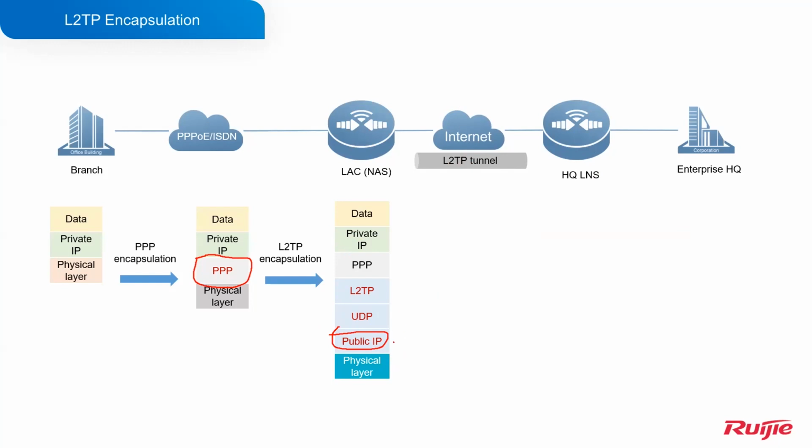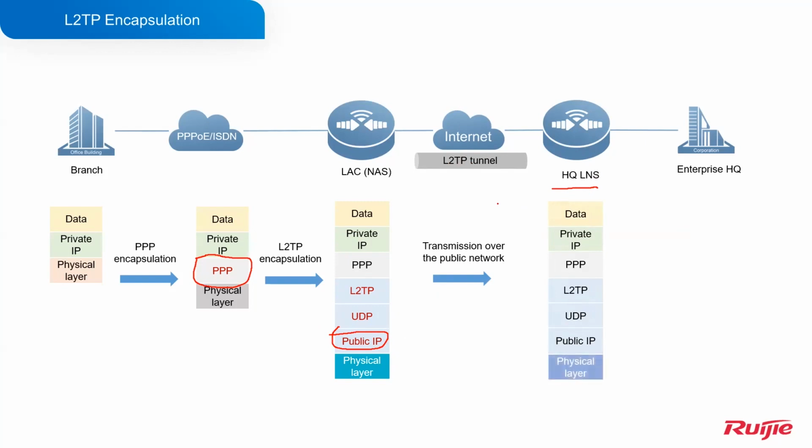That's because the destination IP address is this router's IP address, okay? And then the message is forwarded out to the headquarters. When the headquarters receives it, we do the de-encapsulation, so delete the public header, delete the UDP, delete the L2TP, and finally forward to the headquarters. We only have the private information. So this is the whole process.